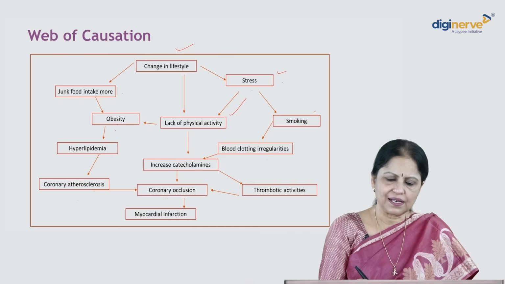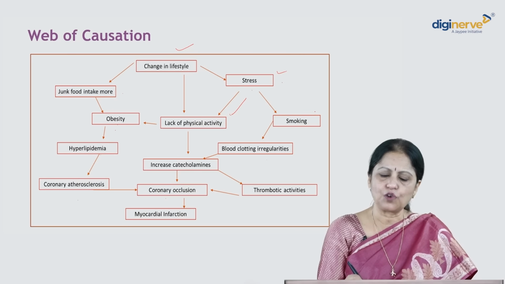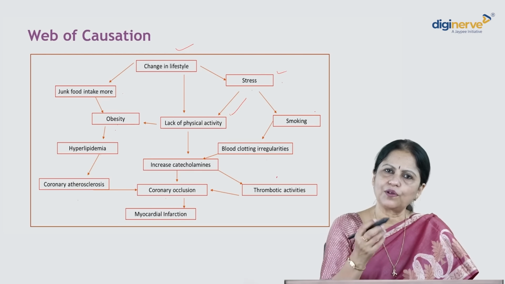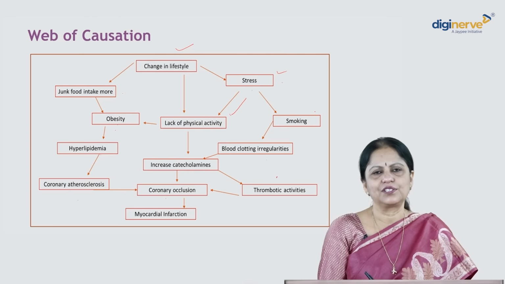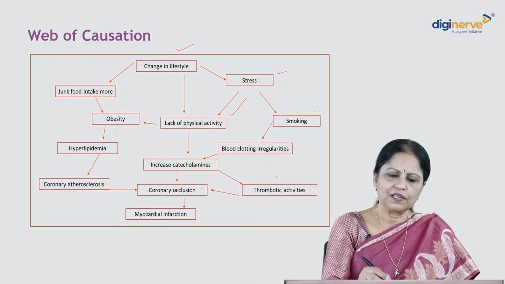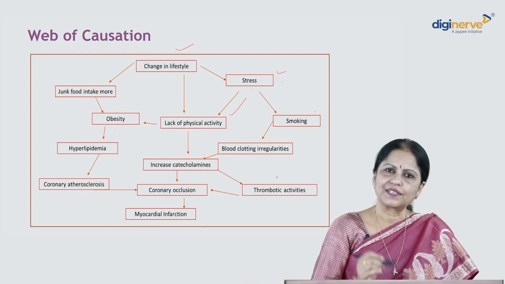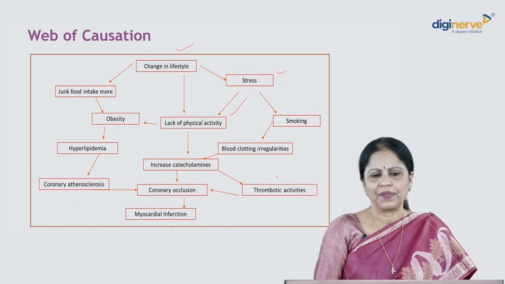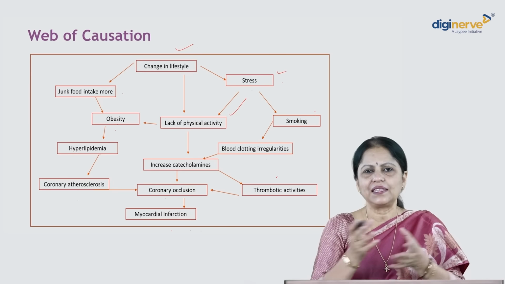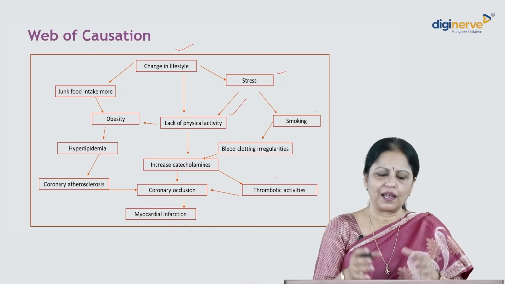Now, here smoking leads to blood clotting irregularities. So, the clotting mechanism is disturbed. As a result, there is increase of catecholamines and thrombolytic activities. So thrombus forms, that means blood clots form, which again block the coronary arteries, and ultimately that leads to myocardial infarction or heart attack. So this is the outcome. The initial cause is the change in lifestyle, and the outcome is myocardial infarction. But this has happened through a very complex process. Many factors are affecting, and these are interacting amongst themselves also, and ultimately leading to the outcome. So this is web of causation.